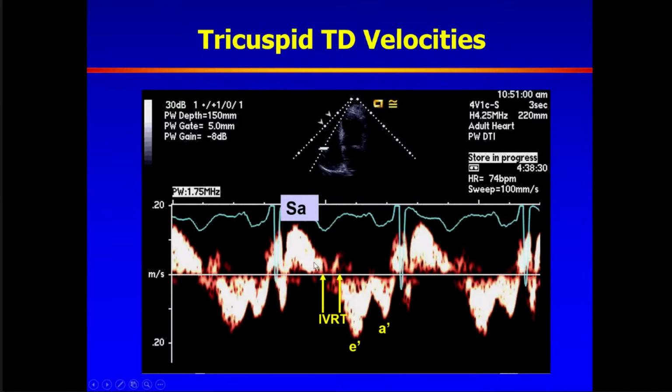Similar to the left side, you can look at the E prime velocity and the tricuspid E to E prime ratio. And also you can look at that isovolumic relaxation time between the end of systolic ejection and the beginning of recoil of the annulus away from the apex, the E prime velocity. In patients with high right atrial pressure, this time interval tends to shorten.